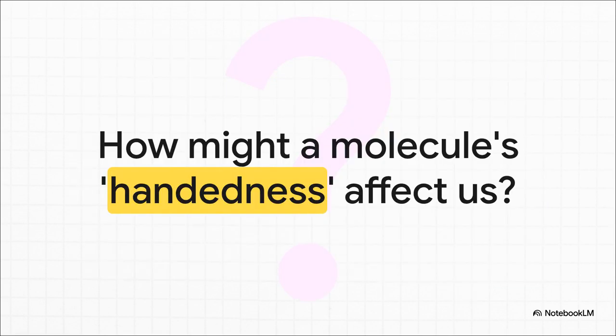And that brings us to a really fascinating final thought. If our bodies are so incredibly specific, built to recognize only one hand of a molecule, what does that mean for pretty much everything else? You know, how might the handedness of a drug molecule change how it works as a medicine, or how we perceive the taste of food, or even the smell of a flower? It's a puzzle that goes way, way beyond the chemistry lab and into our everyday life.